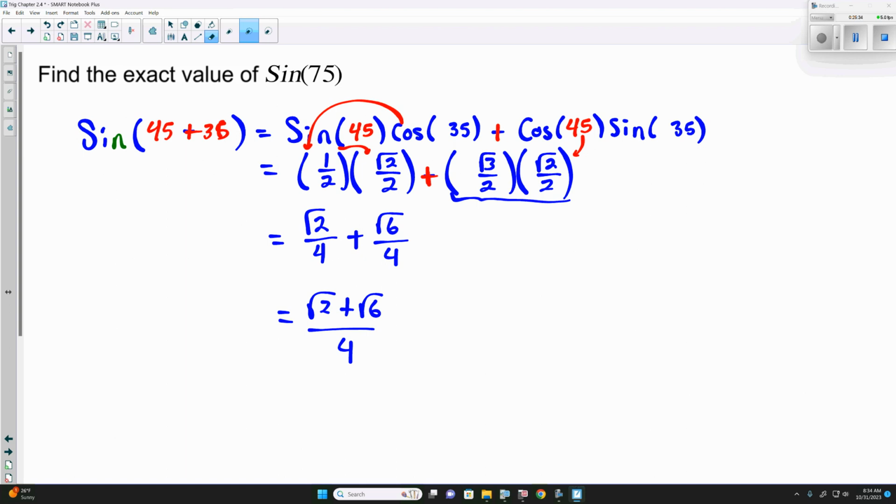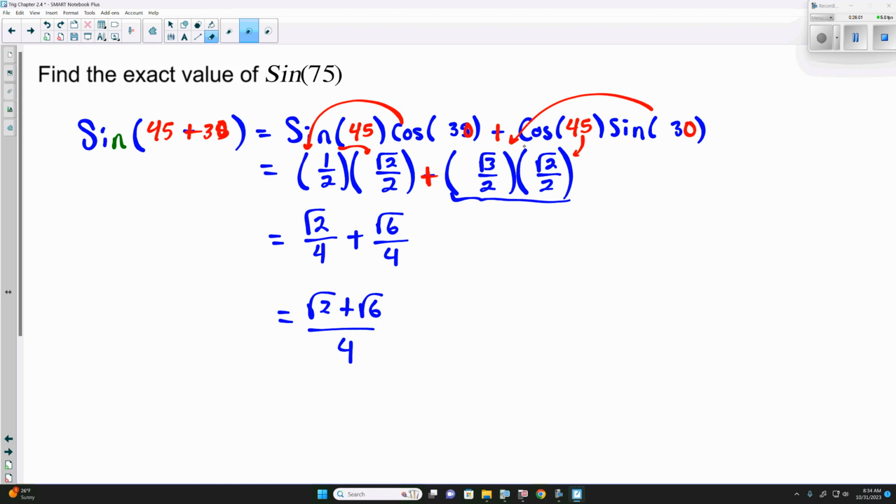Why do I keep doing 35? It's supposed to be 30, because 45 plus 30 is 75. I think that's what I did on the previous one, is I switched it with 35. But 30 is going to be our, here, make sure I got this right. Yep, cosine of 45 is square root 2 over 2.